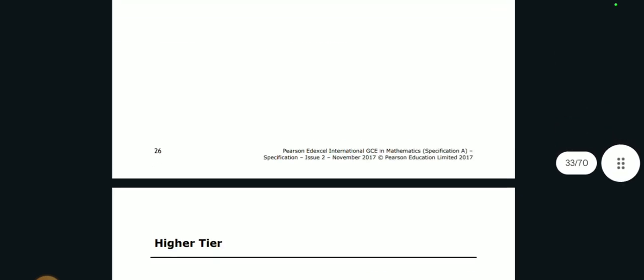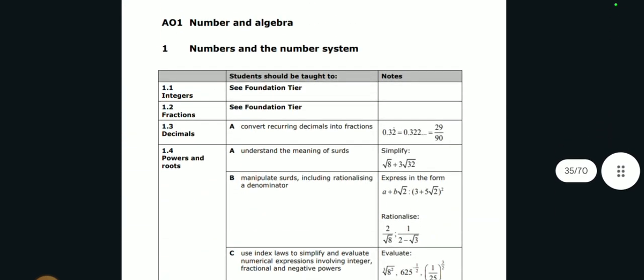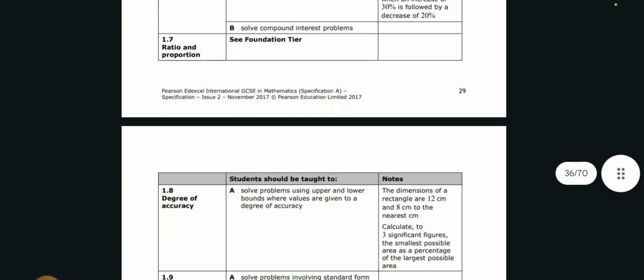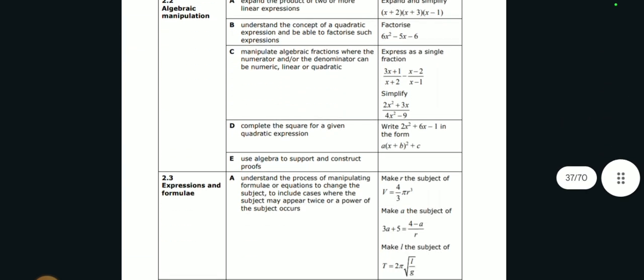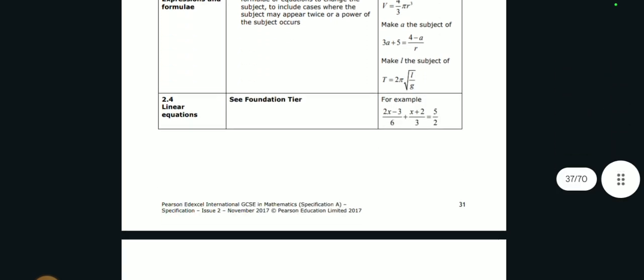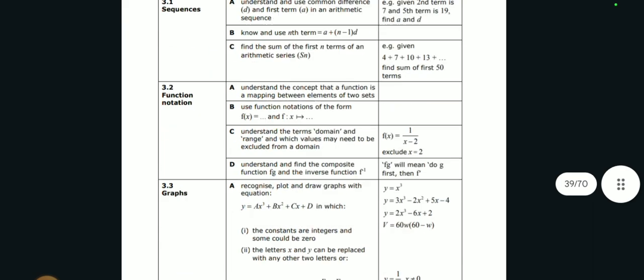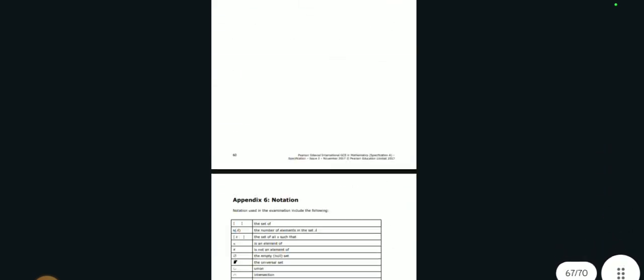Now this is the higher tier list of topics, and in the higher tier some things are from the foundation tier, and there are some topics that are different. We'll cover all of these, and then you can decide by yourself which you are going to opt for. If you are very good at maths, then you can do the higher tier papers, and otherwise you can do the foundation tier. You can read this whole document, it's available on the Drive or on the Pearson website. That's all about this.